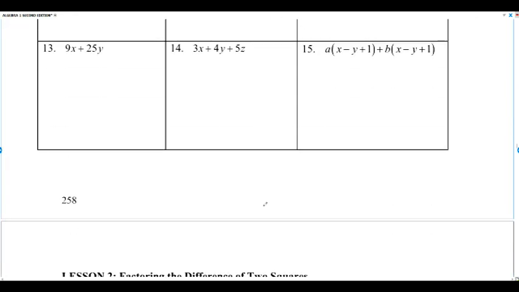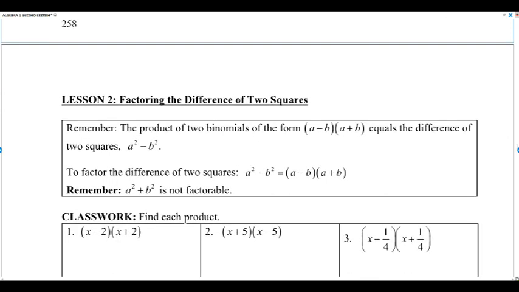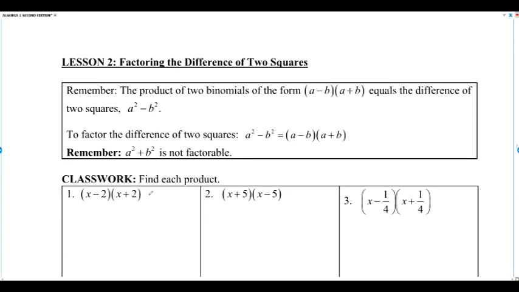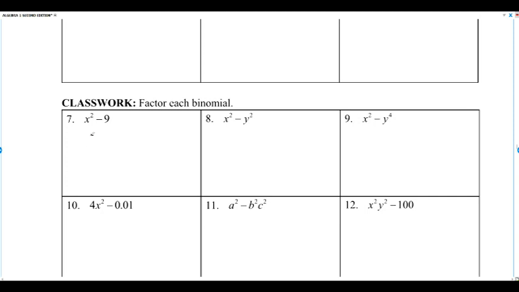There's a lot of practice. Now the second rule over here is when we have a difference of two squares. It looks like this form. You already know how to factor this: a minus b, a plus b, or a plus b, a minus b. Now over here, x squared minus 9. You know that x plus 3 or x minus 3 can be first, it doesn't matter.